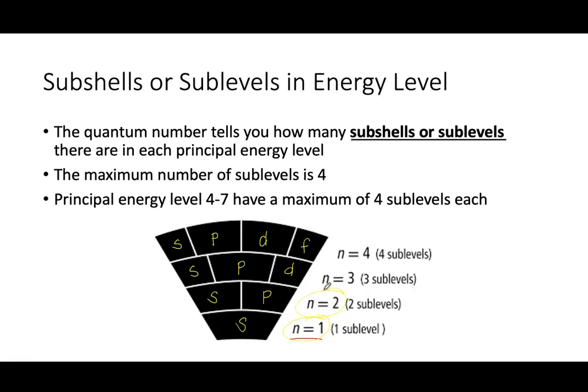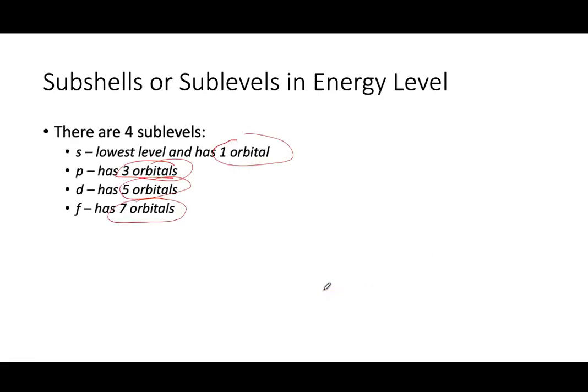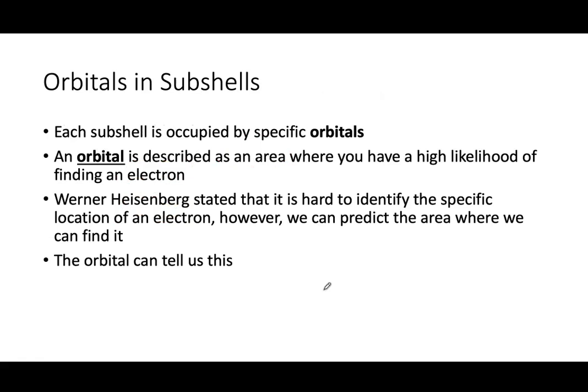So what do we mean by an orbital? I said S has 1 orbital, P has 3, D has 5, and F has 7. What exactly does an orbital tell you? An orbital is literally just a predicted area of where you will most likely find an electron. Werner Heisenberg said you cannot find the specific location of an electron, but we can predict the area where you will most likely find it. So that's what an orbital is.